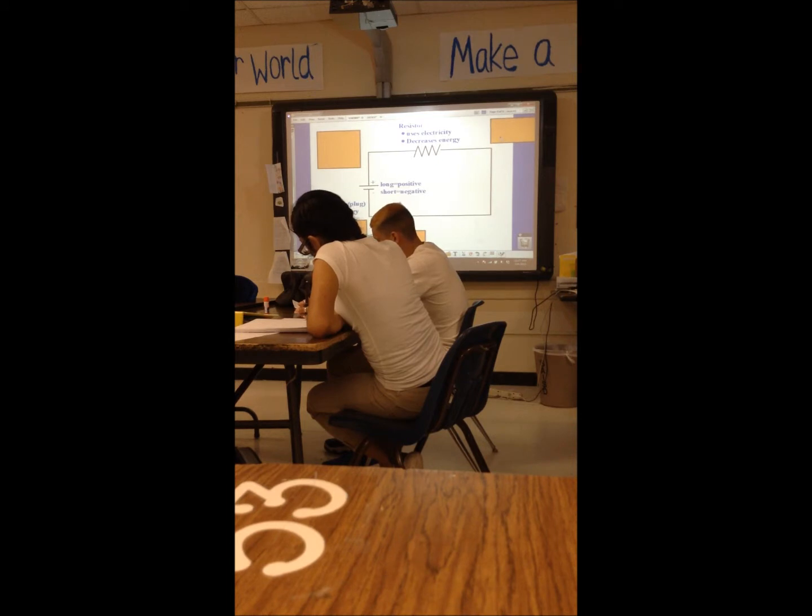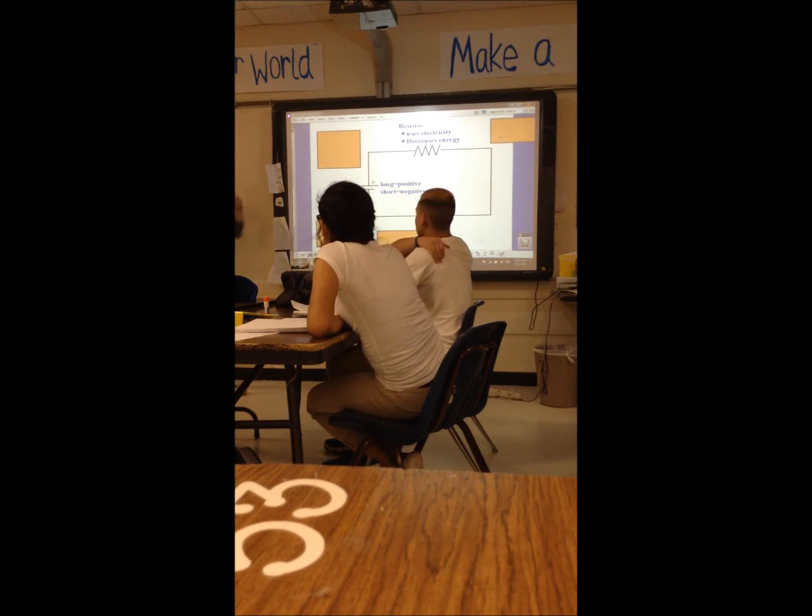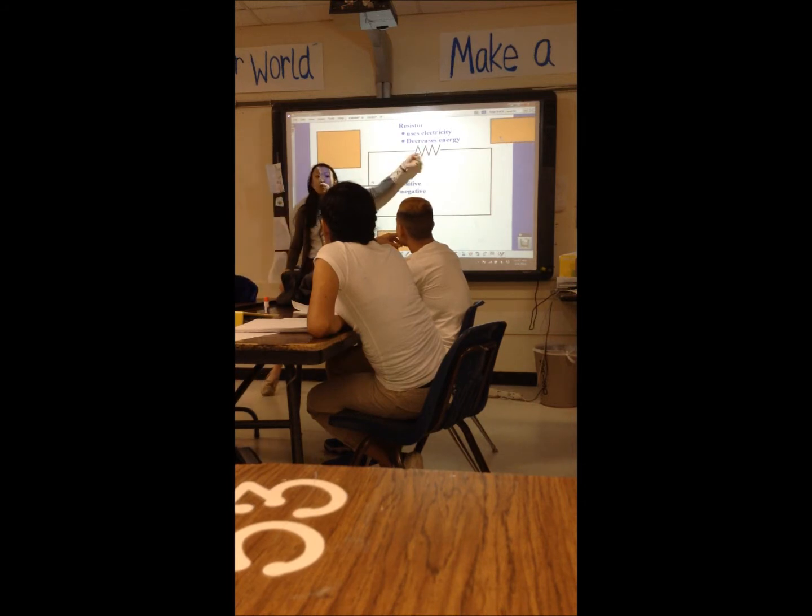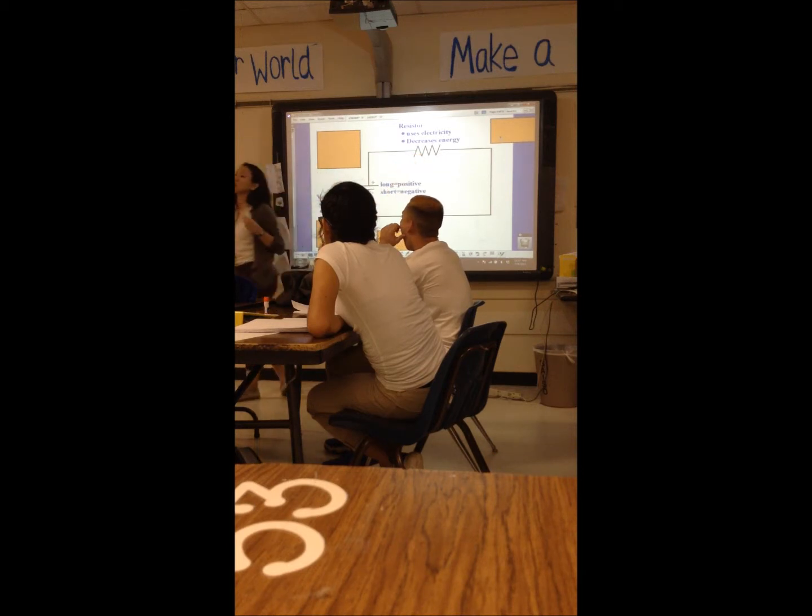So whenever you guys see those little squiggly lines, that's going to be your resistor. Okay? So from the beginning of the class, I showed you guys a picture of a lamp and a picture of a phone charging. The phone is going to be the resistor because it's taking the energy, because it needs it. And the lamp or the light bulb is going to be the resistor because it's taking all that energy.